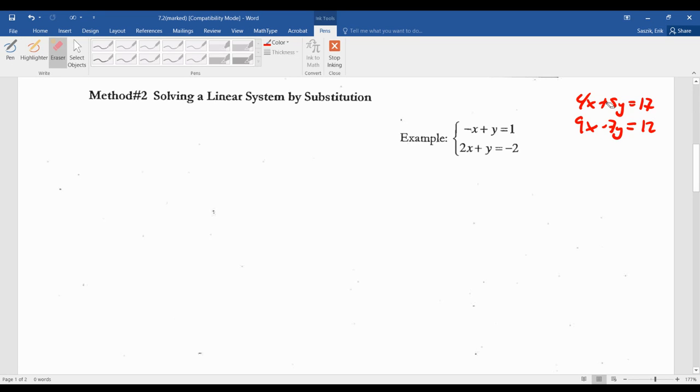Okay, so here, my eraser's not working. That's weird.